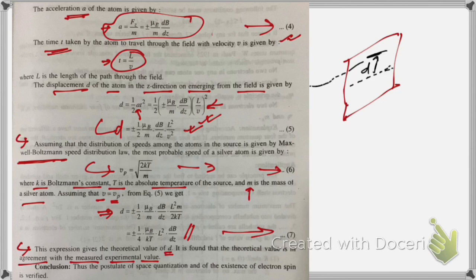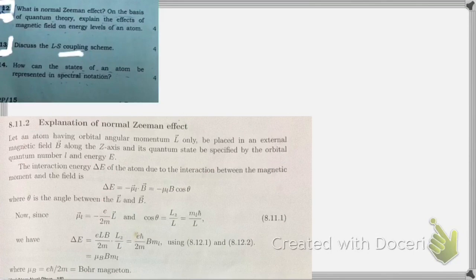So this experiment shows that thus the postulate of space quantization and existence of spin electron is verified, right? So this is the answer of question number 11. So hope you have understood. Now let's go to question number 12.